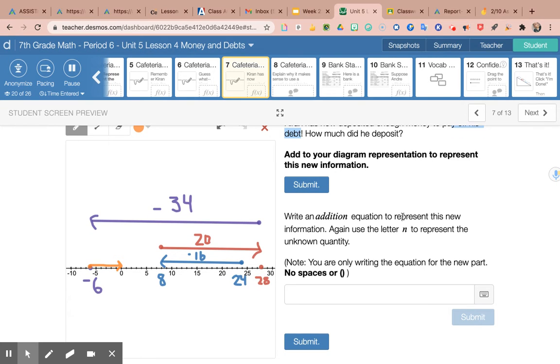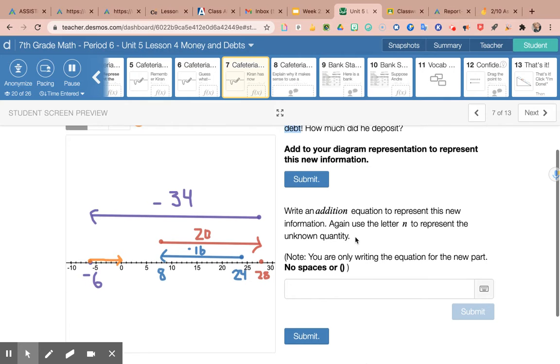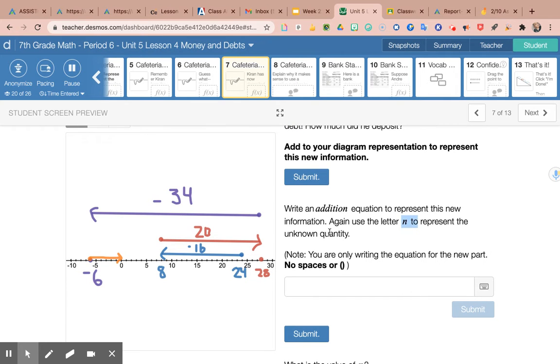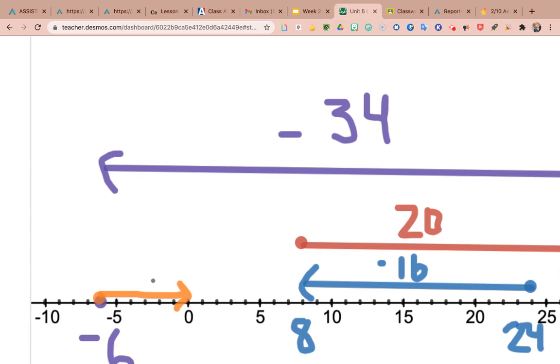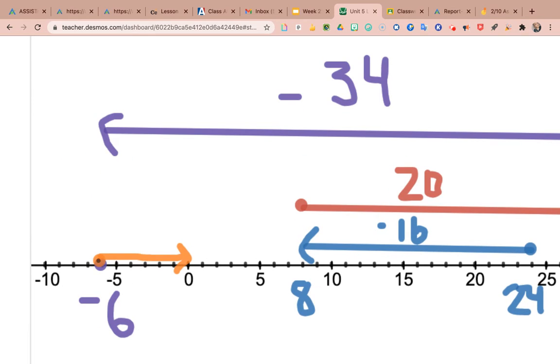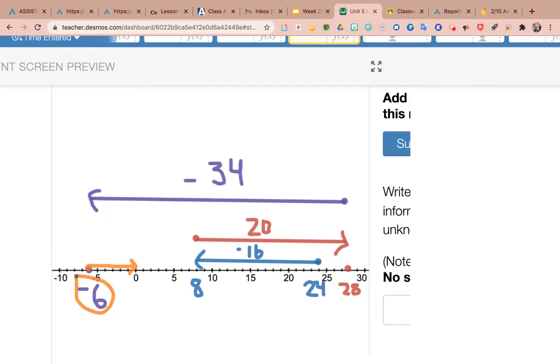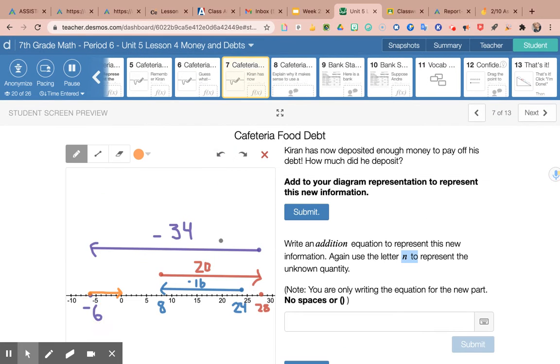It says write an addition equation to represent his new information. Again, use the letter N to represent the unknown quantity. So we're going to make an equation for this arrow. Your equation is going to start where your arrow starts. So your arrow starts here, so your equation is going to start at negative 6. It's an addition equation, so I'm going to put plus.